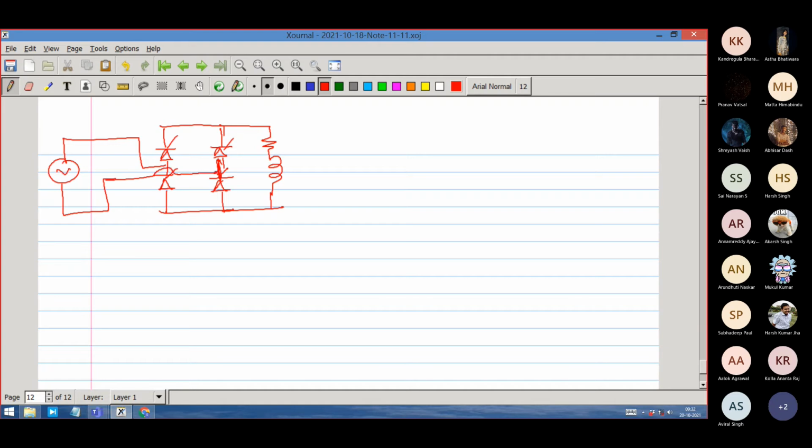So I take the structure of RL load, and firing angle alpha equal to 30 degrees. I had taken R equal to 1 ohm, and L is still 10 millihenry. The source is 325 volt.